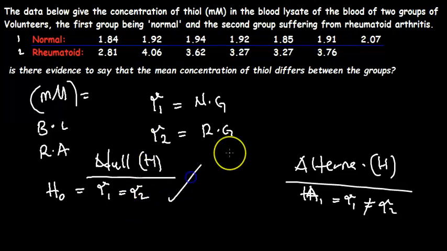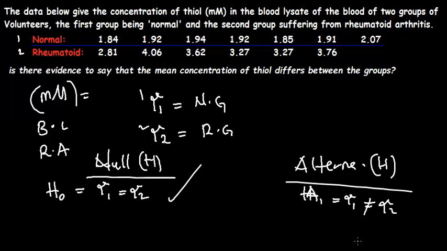The first one, what does that mean? It means that there is no difference in the mean thiol concentration between these two groups. And this second one, the alternative hypothesis, mu1 is not equal to mu2, means that there is a difference in the mean thiol concentration between these two groups.